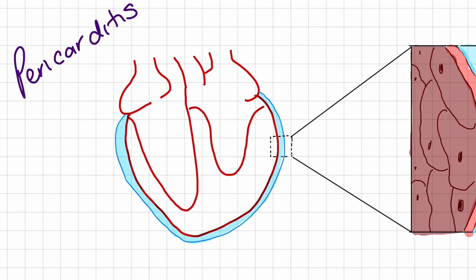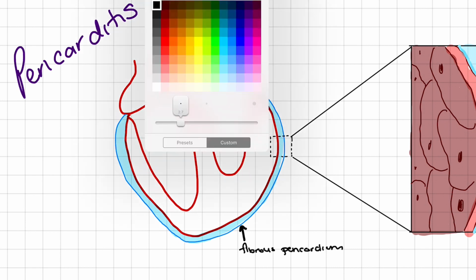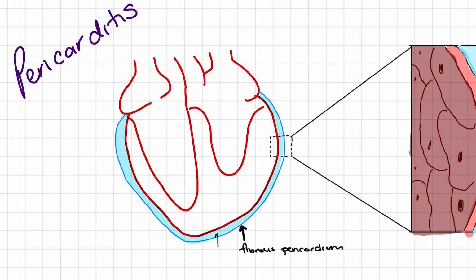So the pericardium, as most of us know, is going to be the outer layer of the heart, or the tissues that surround the outer layer of the heart. Within the fibrous pericardium, or the outer layer of the pericardial sac, we have pericardial fluid. So what we're looking at here is this outer layer of the pericardium, the fibrous pericardium. And within the fibrous pericardium, we have our pericardial fluid. This light blue substance here is pericardial fluid.